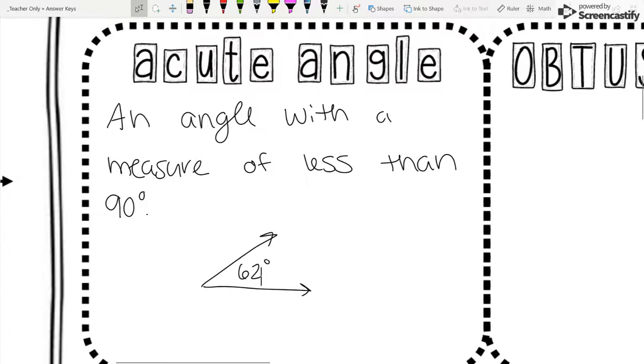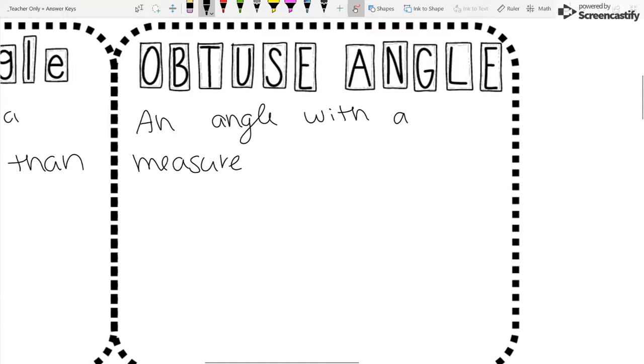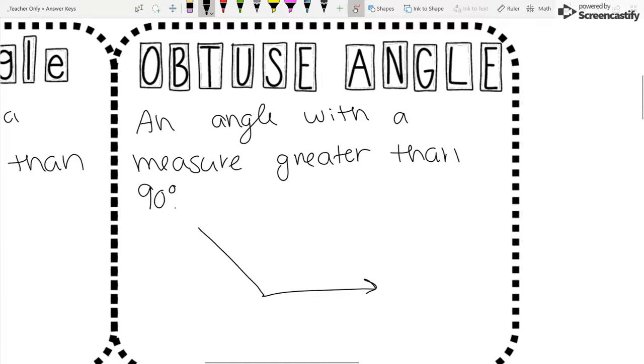The next way to classify is an obtuse angle, which is an angle with a measure greater than 90 degrees. An obtuse angle is anywhere between 90 degrees and 180 degrees. One specific example, again, is an angle that's 105 degrees. Again, just one specific example.